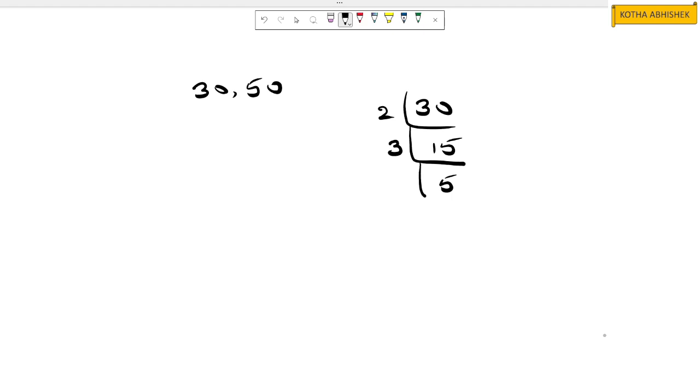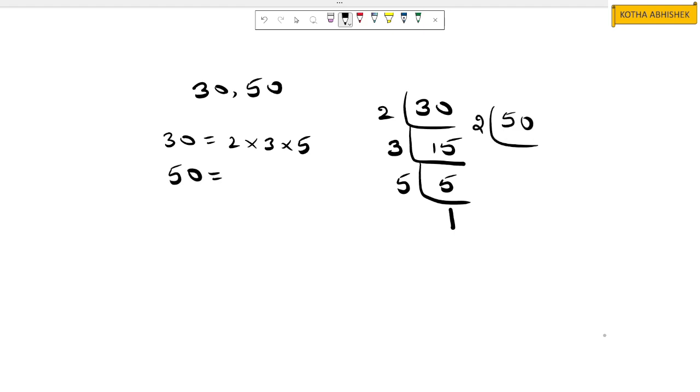3 5s are 15. Then 5 itself is a prime number. You can stop there, or else you can write one more line. 5 1s are 5. So now 30 equals 2 into 3 into 5. Next, moving to the 50. Let us do the prime factorization of 50 also.